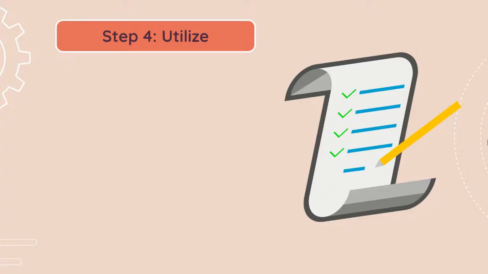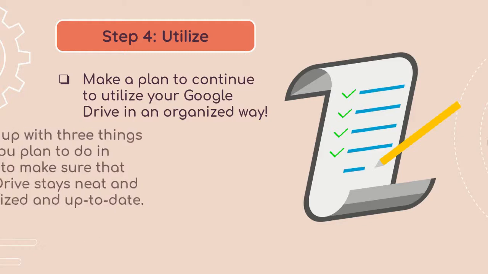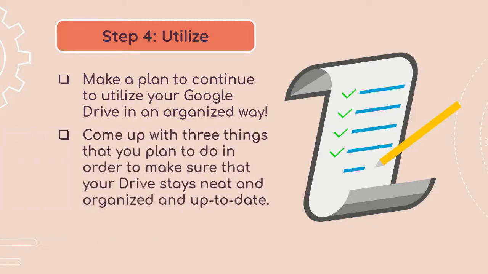Our last step, step 4, is going to be to utilize. The word utilize means to continue to use effectively. So we want to make a plan to continue to utilize or use our Google Drive effectively in an organized way. We don't want to do all of this work and then just let it become a mess, because that would really be a waste of our time. So what I want you to do is to come up with 3 things that you plan to do in order to make sure that your drive stays neat, organized, and up to date.